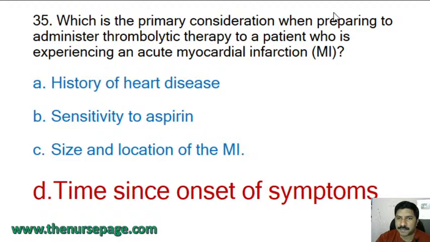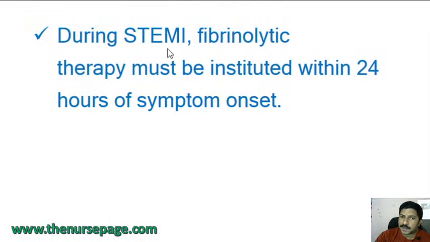The primary consideration when administering thrombolytic therapy is time since onset of symptoms. That is door to needle time. Door to needle time means the time from onset of symptoms to starting IV thrombolytic therapy. The door to needle time should be within 24 hours. After 24 hours, thrombolytic therapy is not effective. So always, door to needle time should be within 24 hours of onset of symptoms.